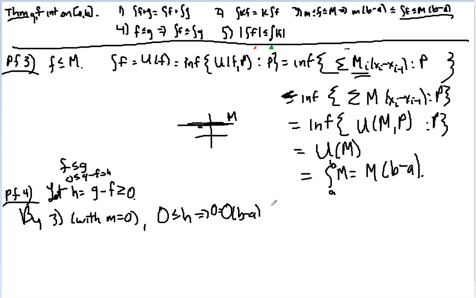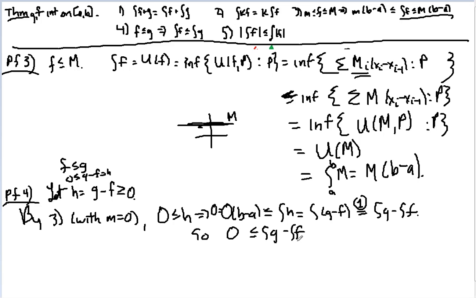0 less than or equal to h implies 0 times b minus a, 0 equals 0, is less than or equal to the integral of h. But the integral of h equals the integral of g minus f, which is equal to, by 1, the integral of g minus the integral of f. So 0 is less than or equal to the integral of g minus the integral of f, and I can just add the integral of f to both sides to get the integral of f is less than or equal to the integral of g, which is exactly what I need.